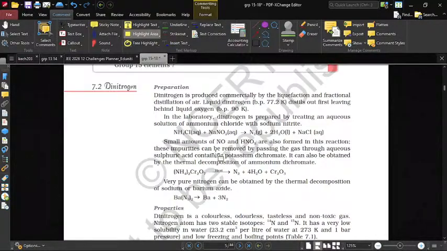Very pure nitrogen can be obtained by thermal decomposition of sodium or barium azide. Ba(N3)2 will give Ba plus 3N2.